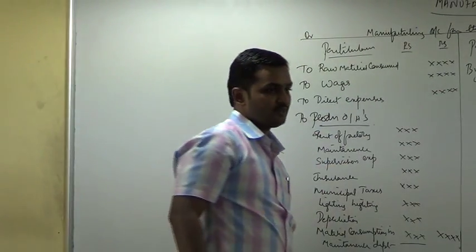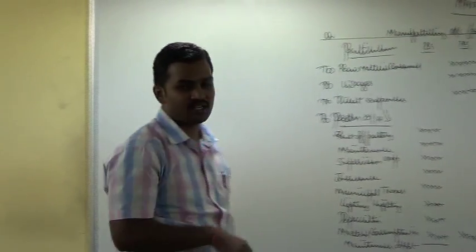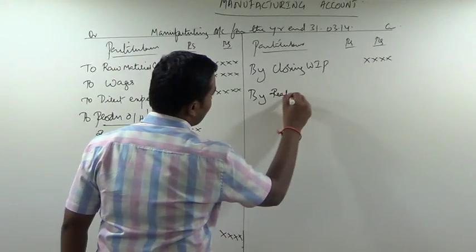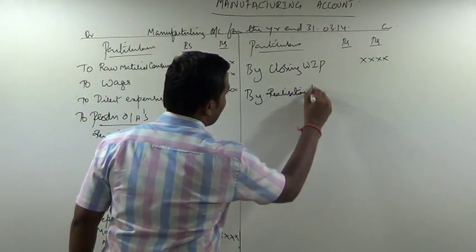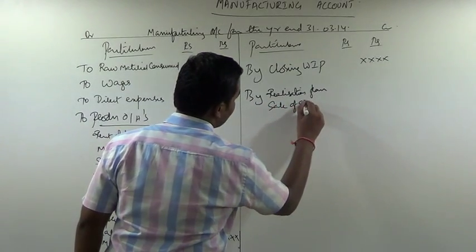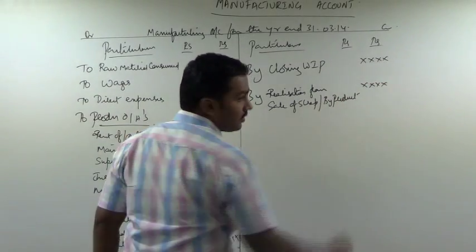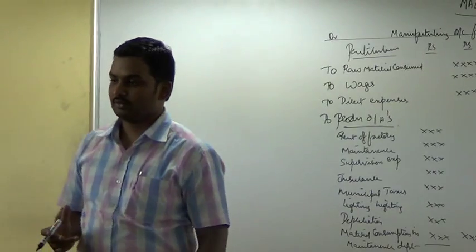Okay. If opening work in progress is debited, closing work in progress is credited. Okay. I'll tell you why. I'll give you an example to understand why opening work in progress should be debited, why closing work in progress should be credited. Okay. And then you also credit by realization from sale of scrap, byproduct. In a factory, you will have a lot of scrap which will be generated. That scrap can be sold in the market and it can generate some income for the company. By realization from sale of scrap, byproduct, income should be credited to the manufacturing account.